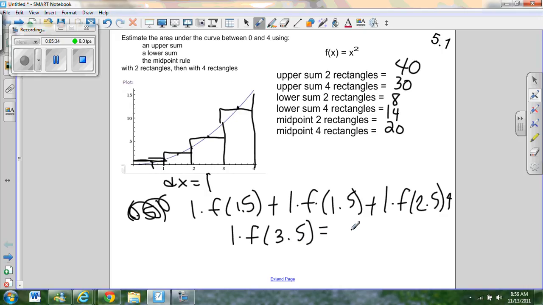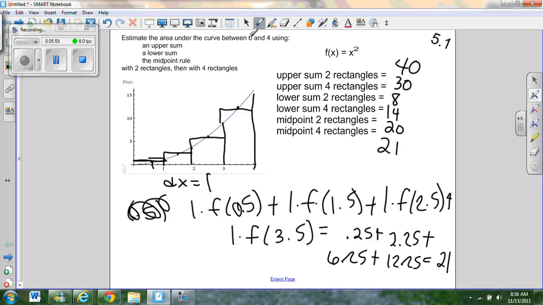And that gives us f of 0.5 is 0.25, f of 1.5 is 2.25, f of 2.5 is 6.25, and f of 3.5 is 12.25. Add all together for a total of 21.